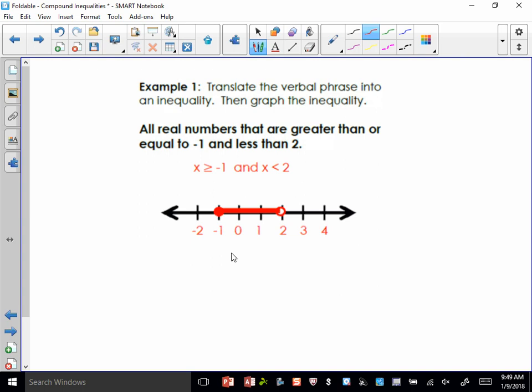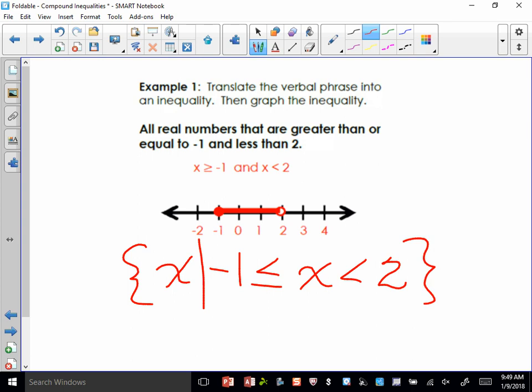Another way you could write this is write your smaller number first. The smaller number first would be -1 is less than or equal to x, which is less than 2. And this is what it would look like in set builder notation. I want you to write that down. Notice I start with the least to the greater, and now this greater than symbol changes to less than or equal because I wrote the variable second, after the inequality symbol, which means you reverse it.